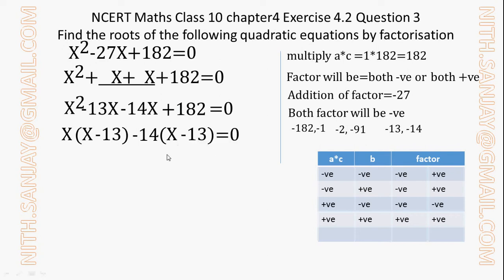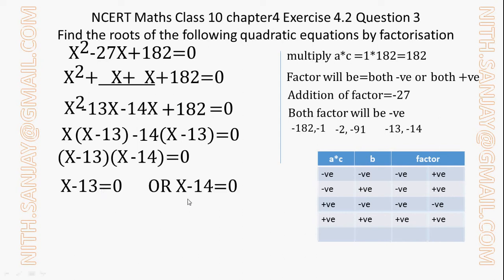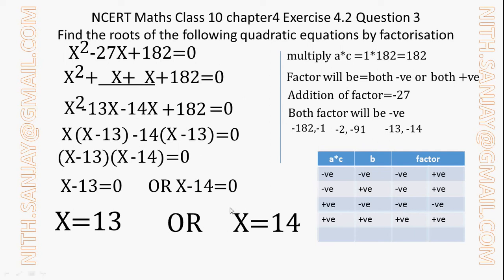This is equal to 0. Now I will take x minus 13 common from this whole term, right? So I have taken x minus 13 common, and inside I am left with x minus 14. So I have written it x minus 14. This is equal to 0. Now to find the solution of this quadratic equation, I have to equate both these factors to 0. So x minus 13 is equal to 0 or x minus 14 is equal to 0. So here x is equal to 13 or x is equal to 14. These two are the roots of this quadratic equation.